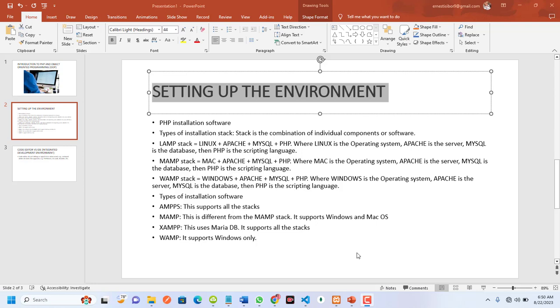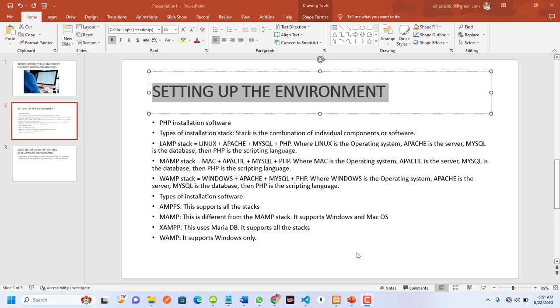The first stack is the LAMP stack. The LAMP stack comprises Linux, Apache, MySQL, and PHP. The L in LAMP means Linux, the A means Apache, the M means MySQL, while the P means PHP. Linux is the operating system, Apache is the server, MySQL is the database, then PHP is the scripting language. So if you are running on a Linux machine, you are using what is called the LAMP stack.